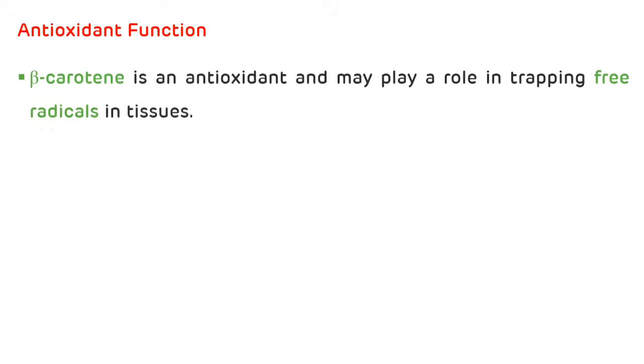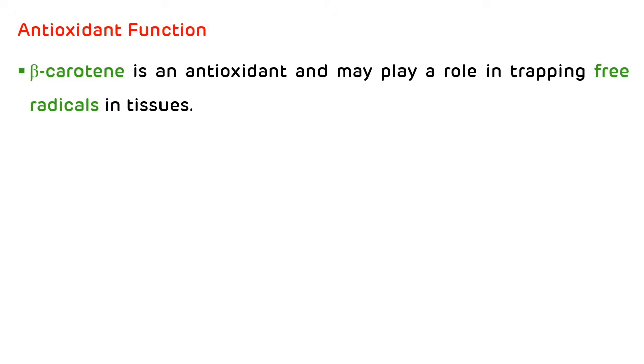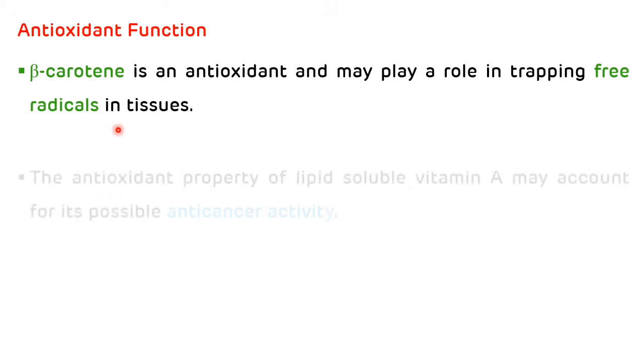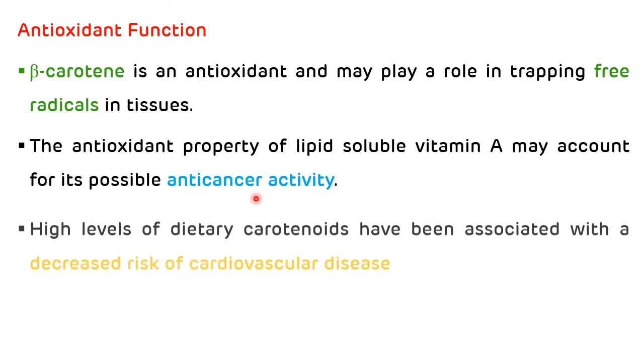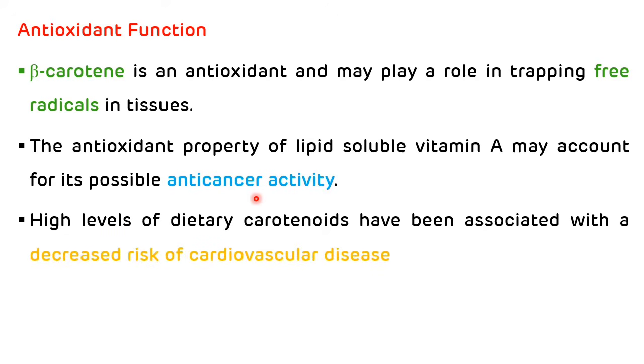Now, antioxidant functions. As we have already discussed, for the antioxidant function, provitamin A is important. Provitamin A, which is beta carotene, is an antioxidant and it may play a role in trapping free radicals in the tissues. The antioxidant property of lipid-soluble vitamin A may account for its possible anti-cancer activity. High levels of dietary carotenoids have been associated with a decreased risk of cardiovascular disease.